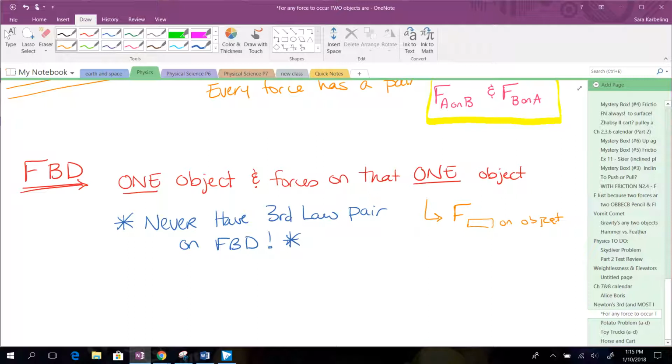Then you're going to use the third law pair. Does that make sense? But generally, you don't use the third law pair to do figuring. It's just a like awareness thing. Yeah. Does that make sense?